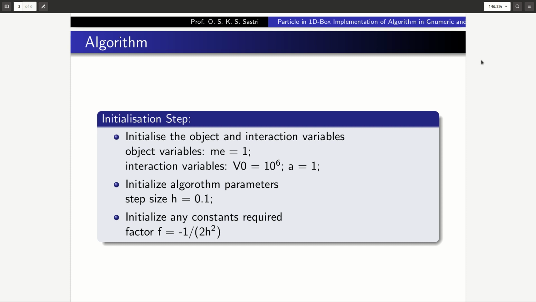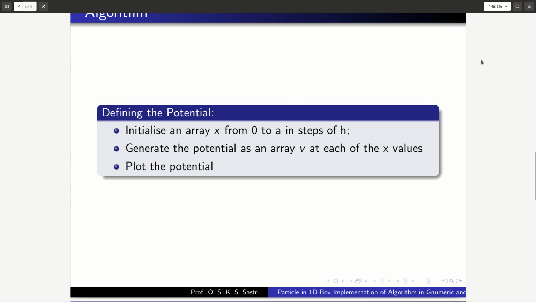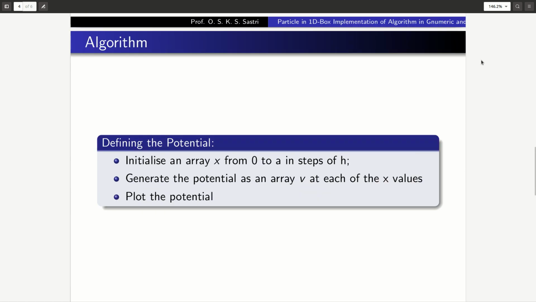And then, of course, we need to initialize any constants that are required in our code. In this case, for example, we have the factor f equal to minus 1 by 2 h squared, where h is the step size. So this is the first step, that is, initialize the various object and interaction variables, algorithm parameters, and any other constants required. The second step is we define the potential.